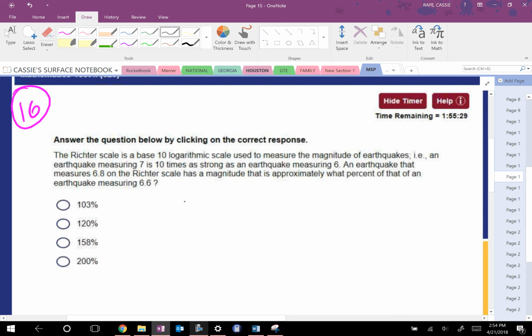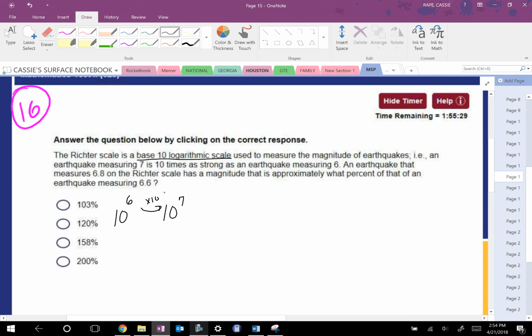It says that if you've got an earthquake measuring 7, it is 10 times as strong as an earthquake measuring 6, okay? This is what it means when it says it's a base 10 logarithmic scale. It means that technically it is a 10 to some power scale. Okay, so 10 to the 6th, if you multiply that by 10, you'd get to 10 to the 7th.